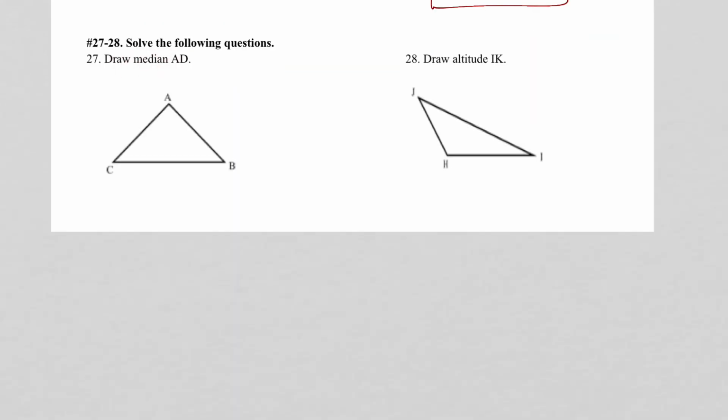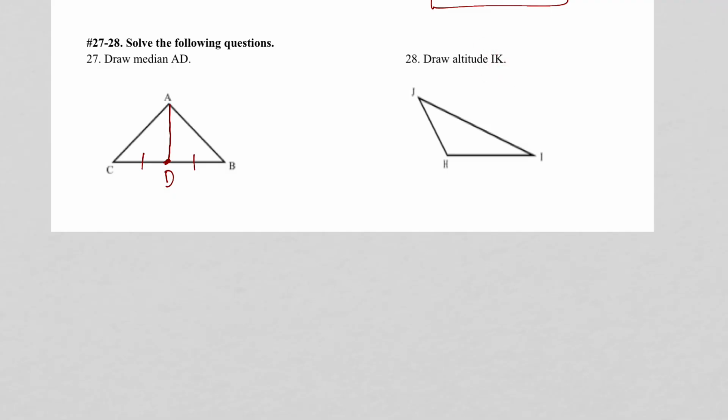If we want to draw the median AD, we've got to start from A and go to the other side, and we've got to first find the midpoint. So I'll draw the midpoint, and I'll make sure we know it's the midpoint by doing that. Then I'll draw a line from there to there, using a straight edge, and we'll call this point D. So that's the median AD.